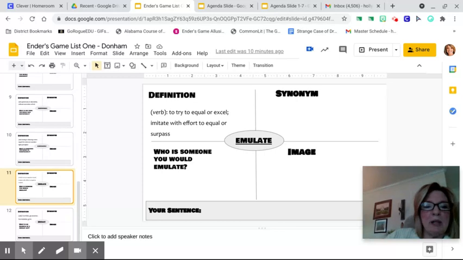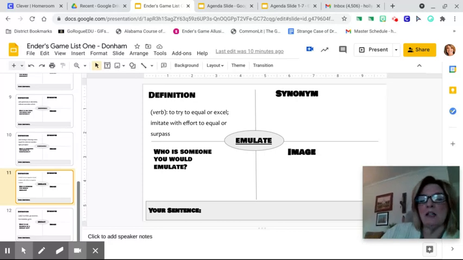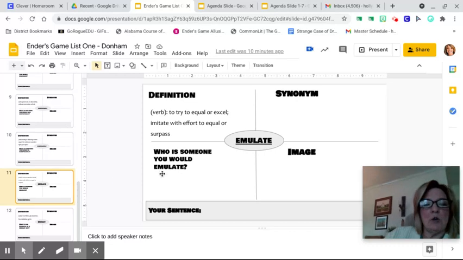The next word is emulate. Emulate. This word means to imitate someone that you admire because you think what they're doing is great. You think they are awesome and you want to be like them. And when you emulate them, you want to do what they do or even be better than they are. But you kind of repeat the pattern that they did because you admire them. Emulate. So your question is, who is someone you would emulate?